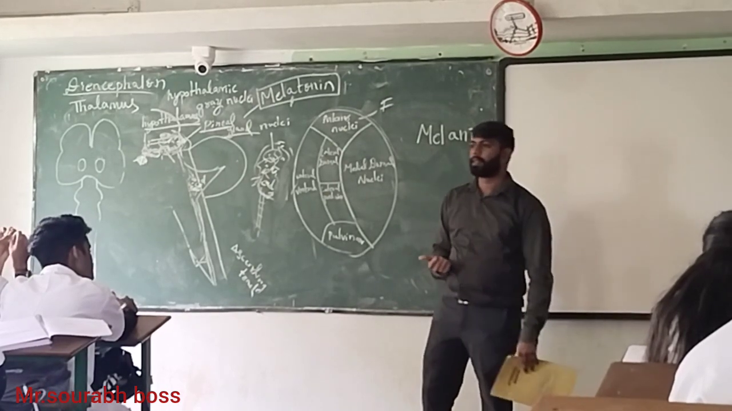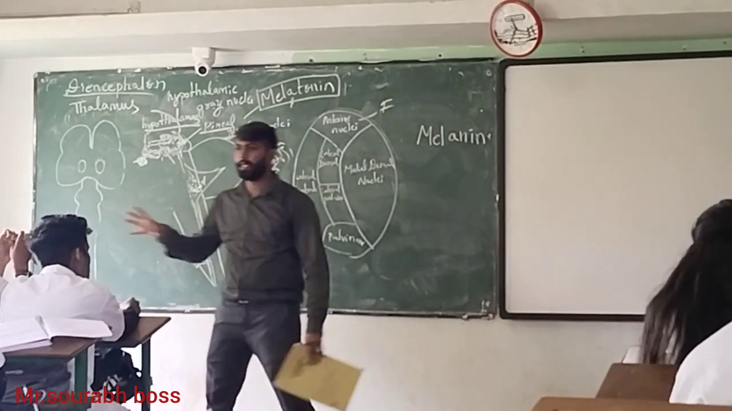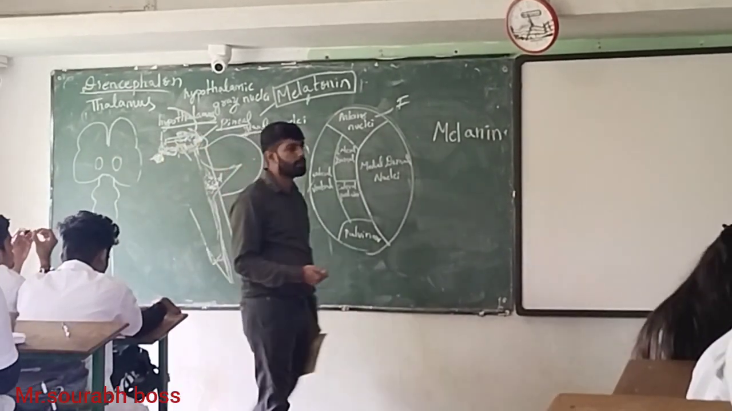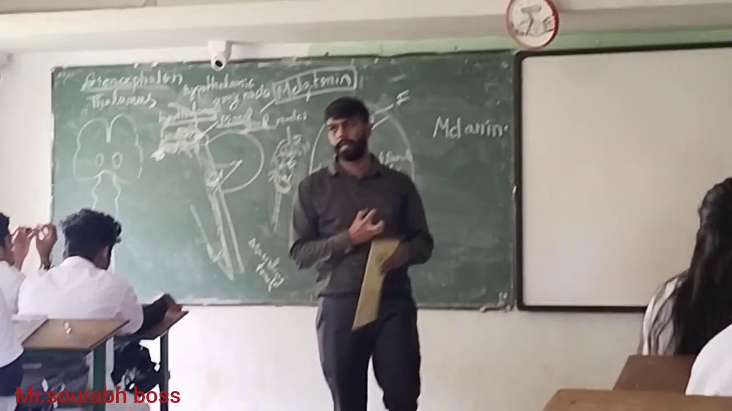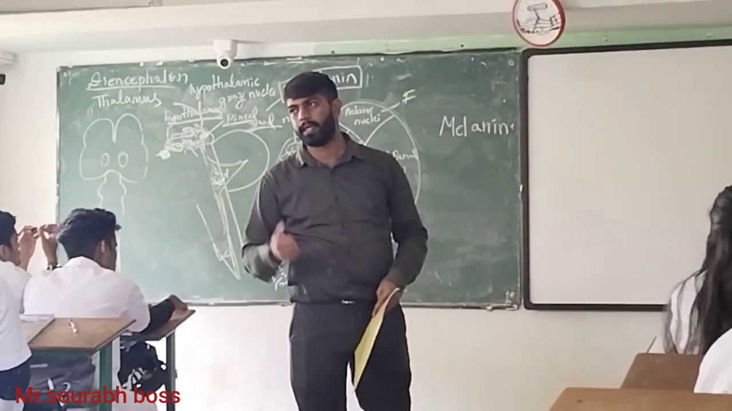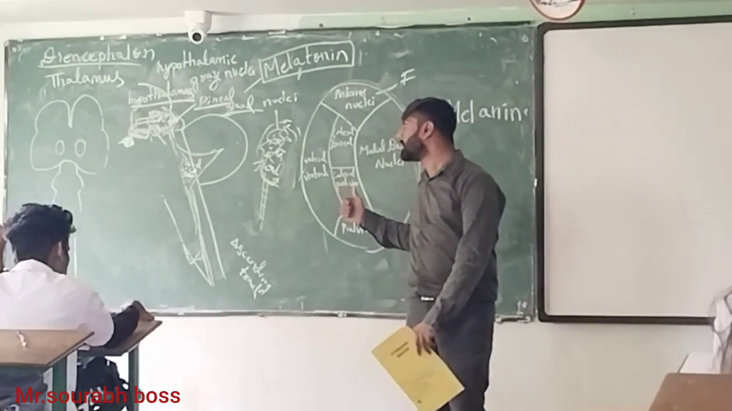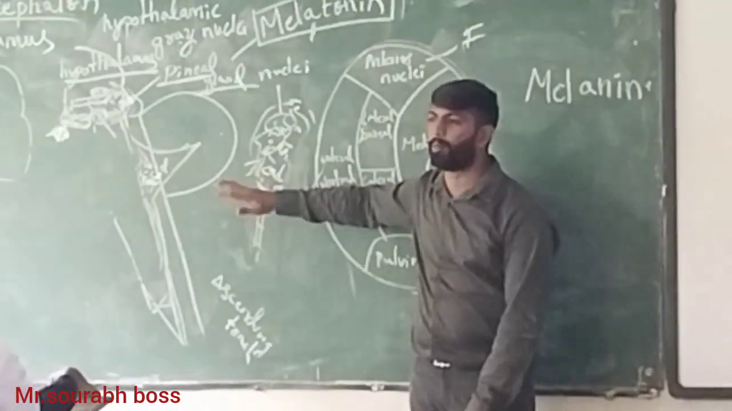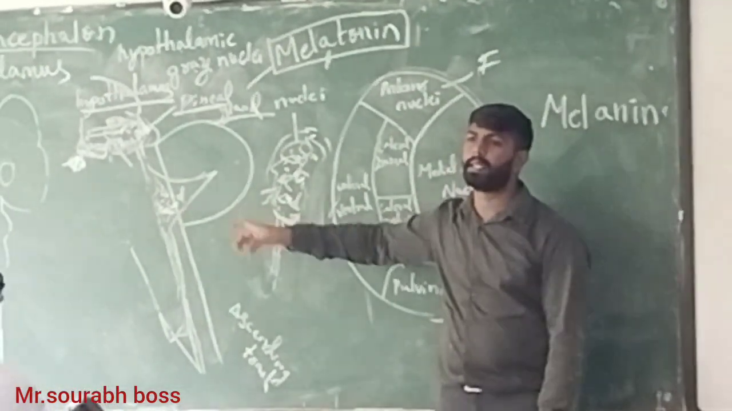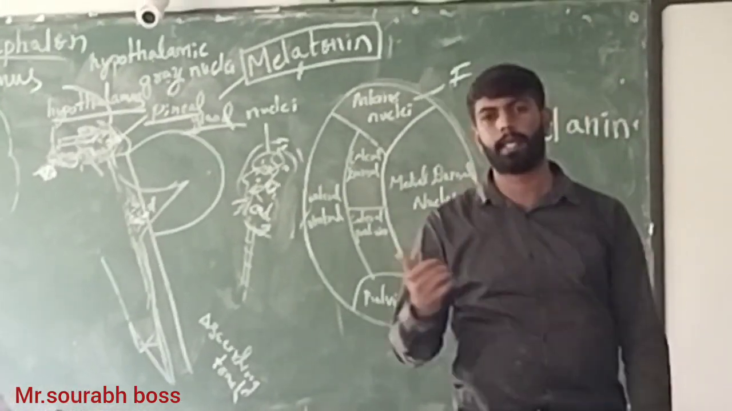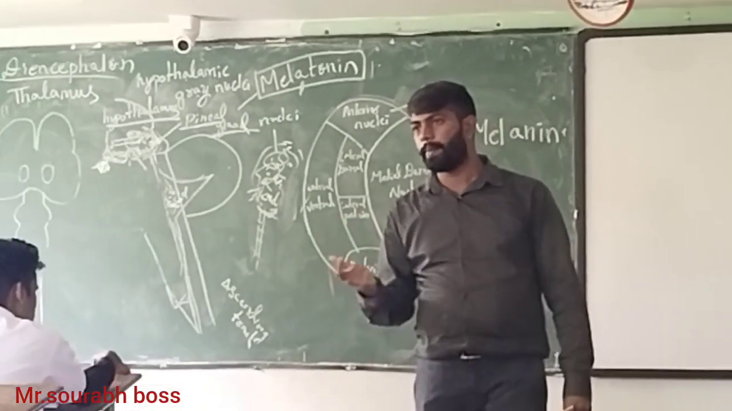In that one, you know so many hormones: formation, secretion, release of so many hormones. Remember this function. Hypothalamus function is very much important. Thalamus function is mainly the relay center. Then you can add so many functions. So remember this one.